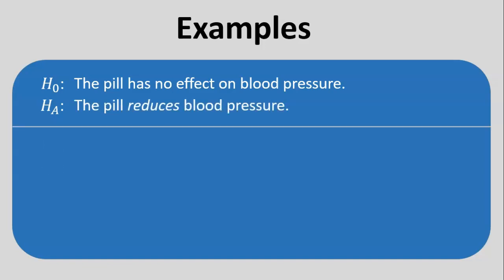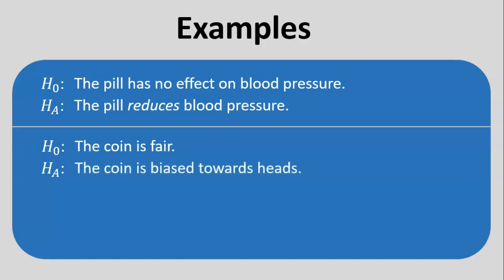Simple enough. For another example of competing hypotheses, suppose we have a coin that we think is biased towards heads, and we wish to test this. In this case, our null hypothesis would be the coin is fair. Nothing unusual here, just a fair coin like other coins. The alternative hypothesis denies this, claiming that the coin is biased towards heads.